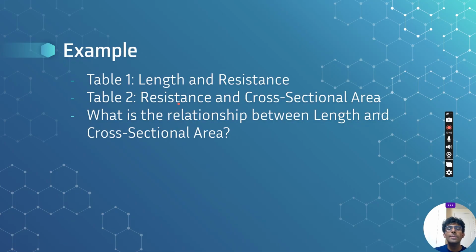So say we have a table for length and resistance, and we find that as length increases, resistance increases. Okay, so that's from the first table. We have our data, we figure out this is the relationship. And then our second table is looking at resistance and cross-sectional area. And we find as resistance increases, our cross-sectional area decreases. So now we're asked, what is the relationship between length and cross-sectional area?